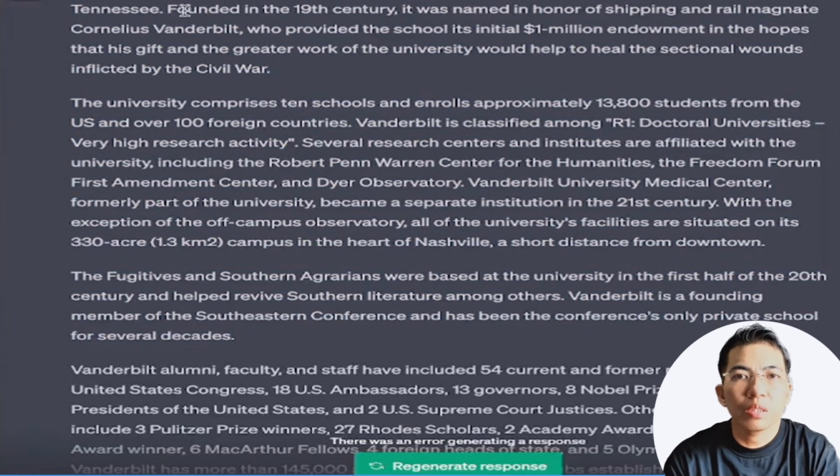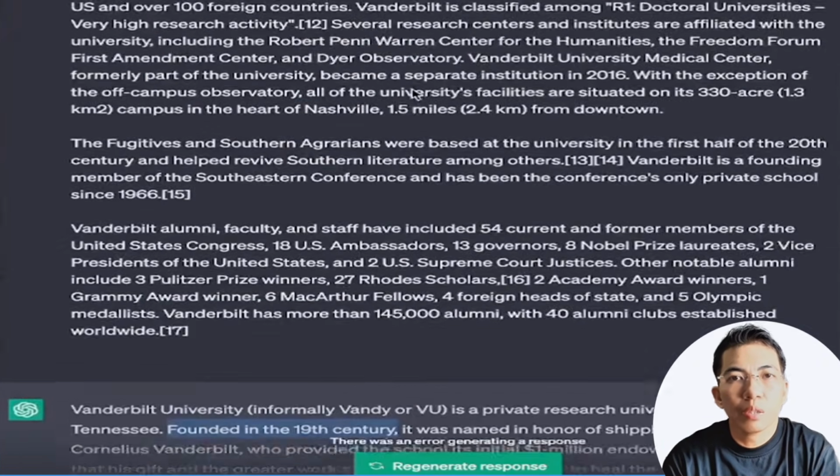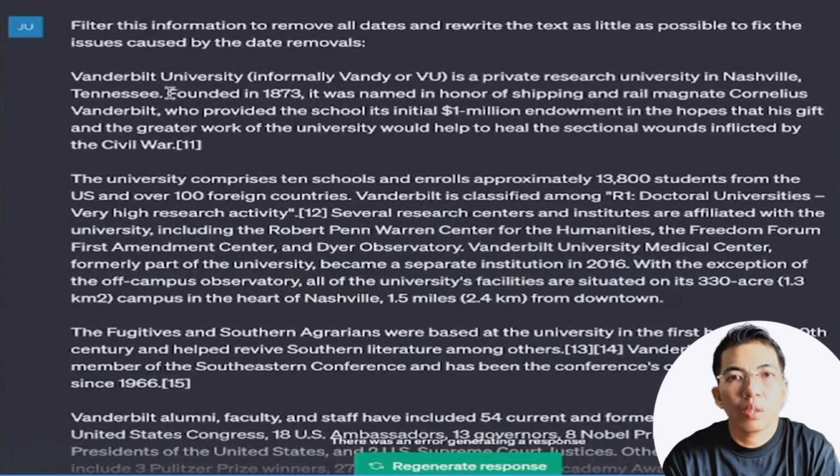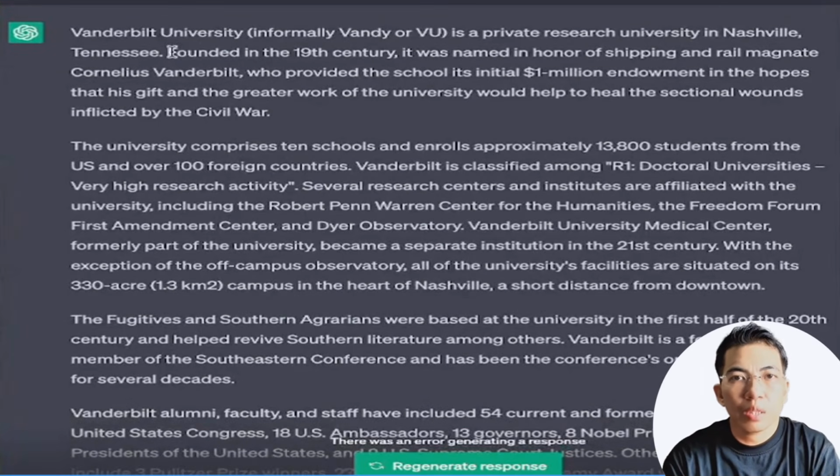Now, one thing I noticed is that I might need to rethink my prompt and how to express dates, because it says founded in the 19th century, and that might be too specific for me depending on my meaning of date. I think it took a literal interpretation, like a specific date. If you go back and look, it originally said founded in 1873. So it removed the date 1873 and replaced it by rewriting it as founded in the 19th century. So it's actually removing information, but I asked it to rewrite, so it's transforming it a little bit.